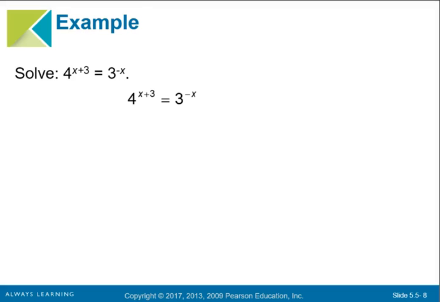All right, so this is 5.5 part 2. We're dealing with logarithmic and exponential functions. Here we have an exponential function where we have 4 raised to the x plus 3, and that's going to equal 3 raised to the negative x. So we're going to go ahead and start solving this. And since we have exponents, we're going to want to take care of those with logs.